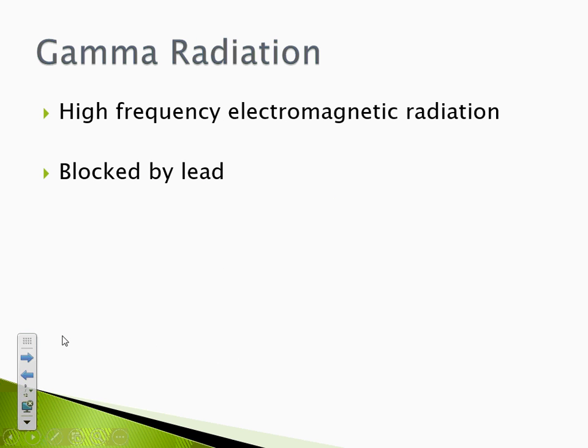Gamma radiation is the most dangerous of the three types. It's a high-frequency electromagnetic radiation. One electromagnetic radiation type that you know is light. So light is energy. Gamma rays are energy. You need a sheet of lead to block gamma radiation because it's so energetic.